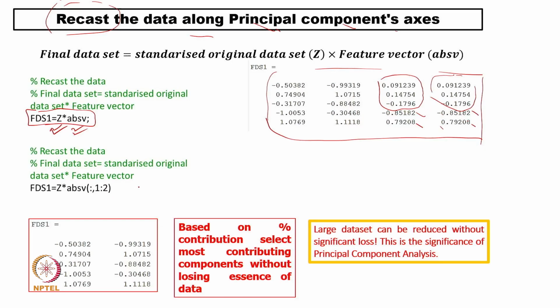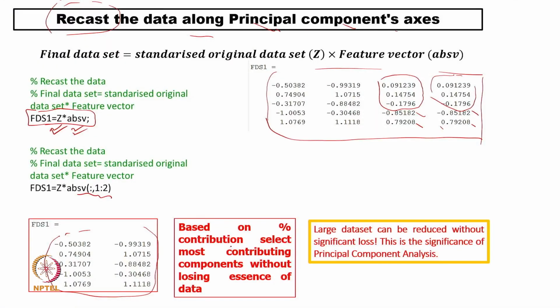Now, if we go ahead with only the two important ones, we say we are happy with 88% of the results. Then we get only the first two columns, which are very important for us, and we can still recast the whole matrix based on them. So, instead of using the complete eigenvectors, we can recast using only the first basis vectors. What we say is: based on the percentage contribution, select the most contributing components without losing the essence of the data.